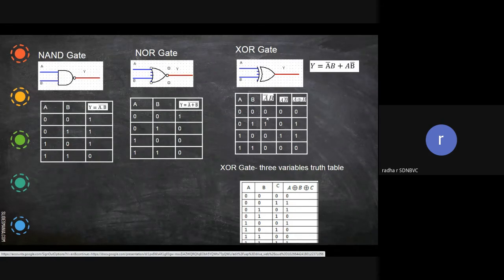The output will be: add these two, 0 plus 0 is 0, 1 plus 0 is 1, because now it is an OR gate, 0 plus 1 is 1, 0 plus 0 is 0. To understand the output, I will tell you another easy method: when there is an odd number of ones in the input, you will have 1 as an output.